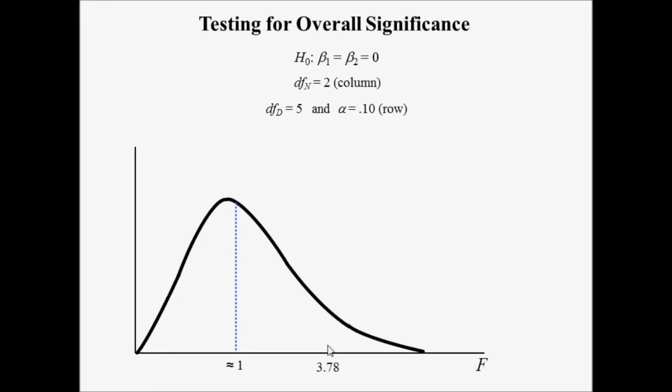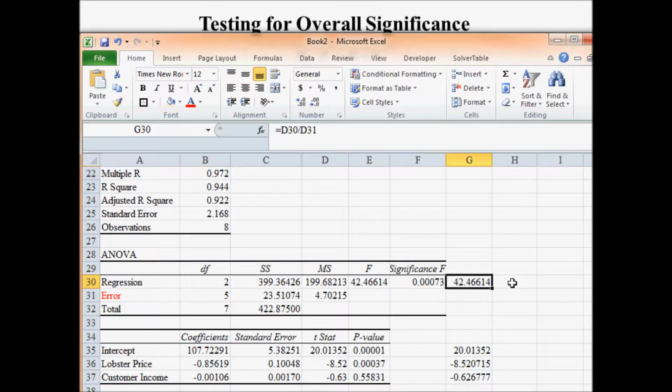So the F critical value for this test is 3.78. 3.78 separates the distribution into the do not reject the null region and the reject the null region. The upper tail area here, the significance level, is 0.10. The F-Statistic, remember, the F-Statistic is 42.6614.